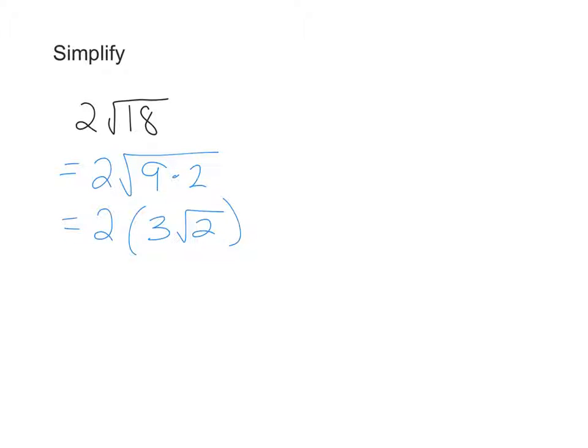And then what's that equal to? Do you know? 6 root 2. So multiply the number that was already in front with the new coefficient to give you the simplified radical.